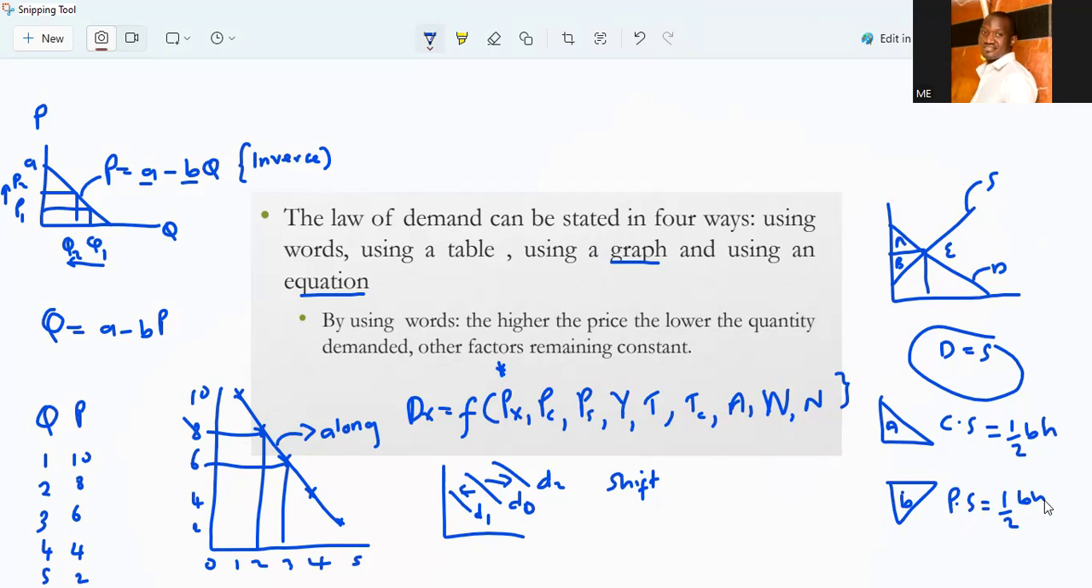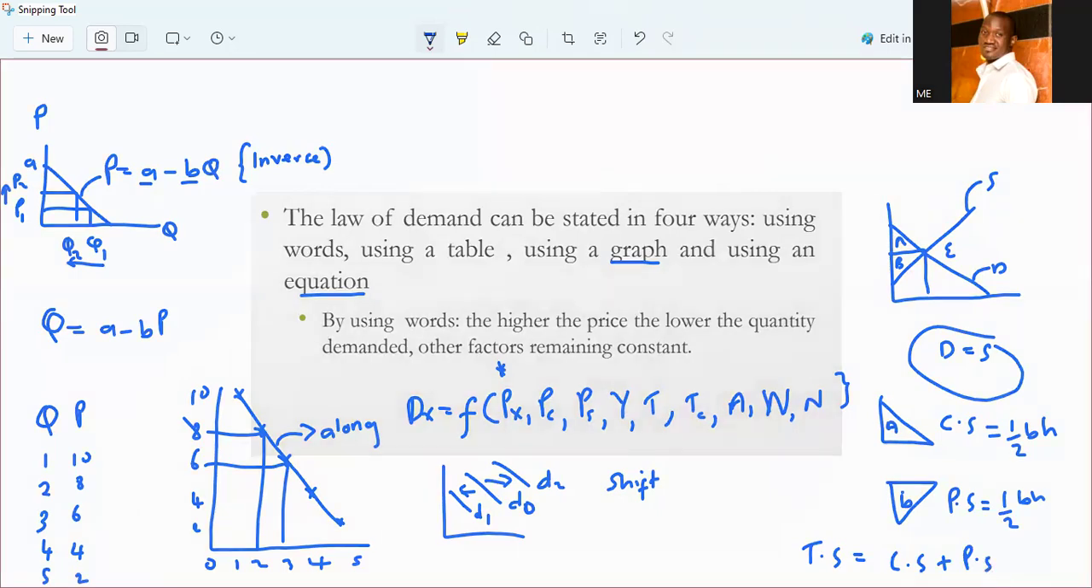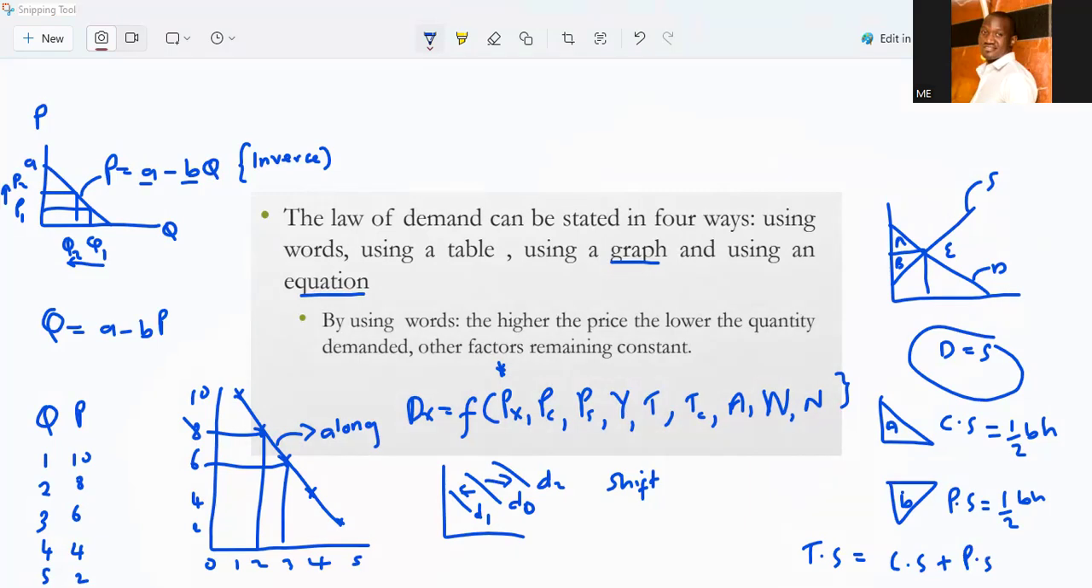Given a chance, when we add both the consumer surplus and the producer surplus, the collective amount we get is called the total surplus. So total surplus is simply when we add the consumer surplus and the producer surplus. It's also called the social welfare. All right. So I repeat, what is the consumer surplus? What is the producer surplus? And what is the deadweight loss?